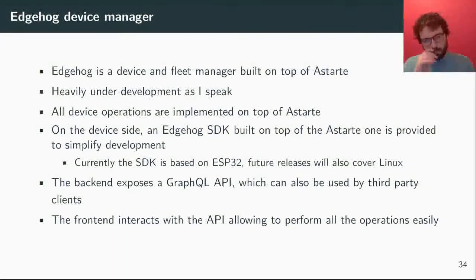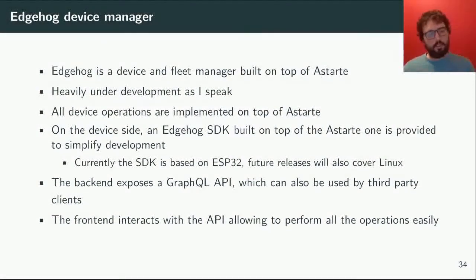And all device operations are implemented on top of Astarte. And there is the cloud side and the device side. And on the device side, an Edgehog SDK, which is built on top of the Astarte one, is provided to simplify development. Right now, we have an SDK which can be used on ESP32 devices. But we already have planned to build future releases which will cover Linux using the Rust SDK.